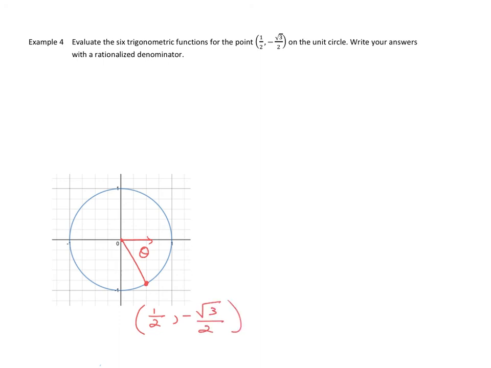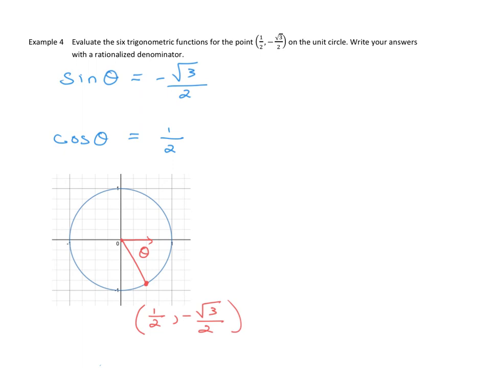For starters, can we figure out sine? And can we figure out cosine of this angle? That should be easy based on the definition of sine and cosine. We define sine as the y value of this point, so that would be negative root 3 over 2, and that's my answer. Cosine is going to be the x-coordinate, and so that is equal to 1/2. So of the 6, we figured out 2 of them.